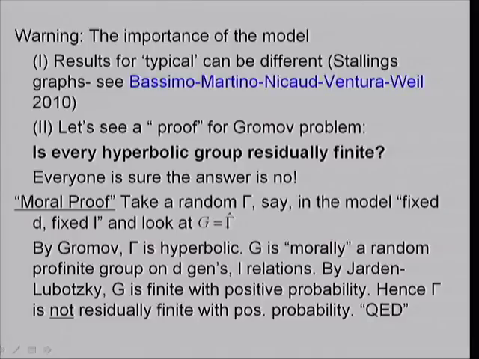I want to put two warnings here. First of all, the model is important. You know, there is a feeling, even in some of these talks here, where people talk about graphs and say, well, you can take either model, you get the same results. Well, there is recently one nice paper which showed that if you take a different model, using Stallings graphs, I don't have time to explain, then suddenly typical groups are very different than typical groups in the other model. So this is just a warning that the model can influence.